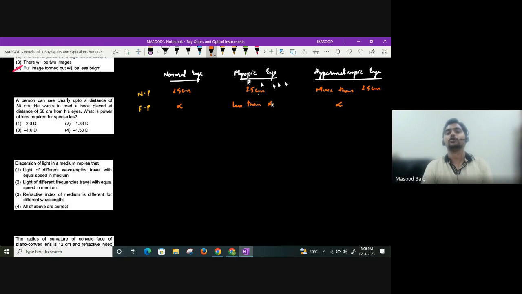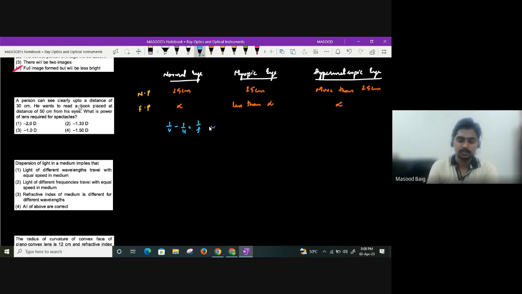When I'm using a concave lens, the power of the lens should be negative. But in the options, all are negative only, so we need to find it out. What we can do here is use the lens formula: 1 by v minus 1 by u equals 1 by f. Now let us try to understand.